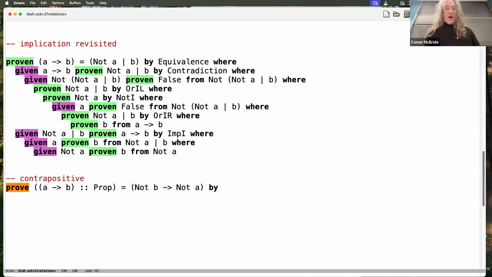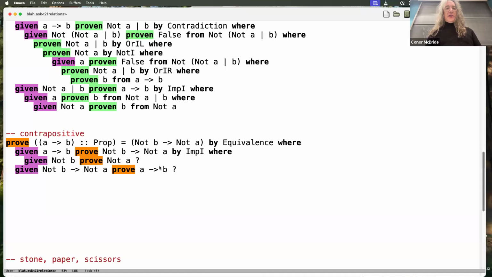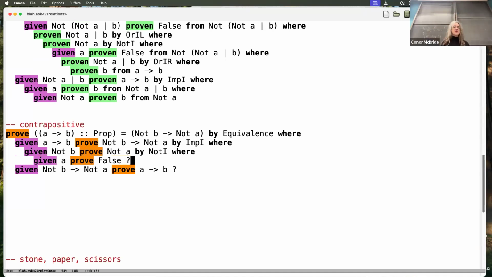So let's go by equivalence. Right. So what we're saying is if A, then B is the same as if not B, then not A. So that's kind of backwards reasoning. Okay, so we've been given A implies B, and we are asked to prove this thing. And again, there's some no-brainer moves. We can do implication introduction, so we will. We can do not introduction, so we will. And now we have to prove false.